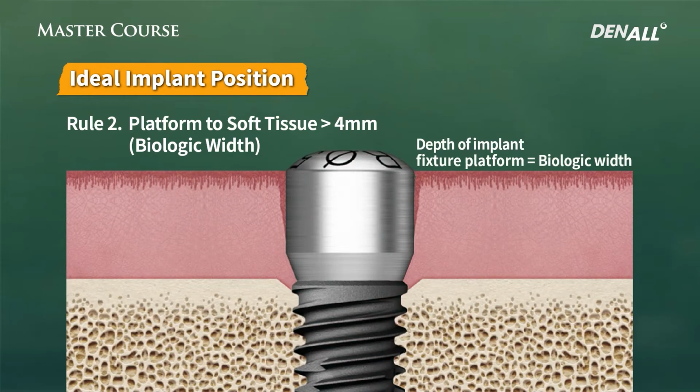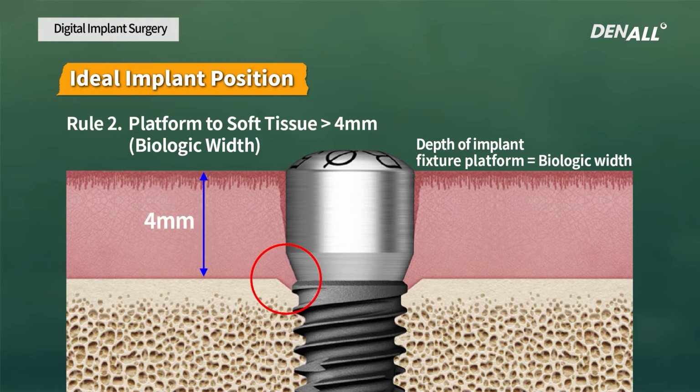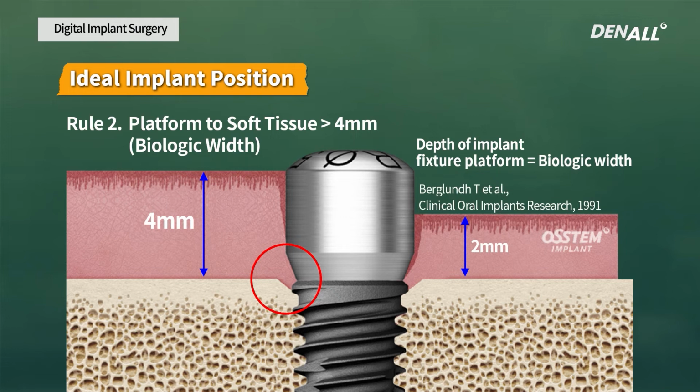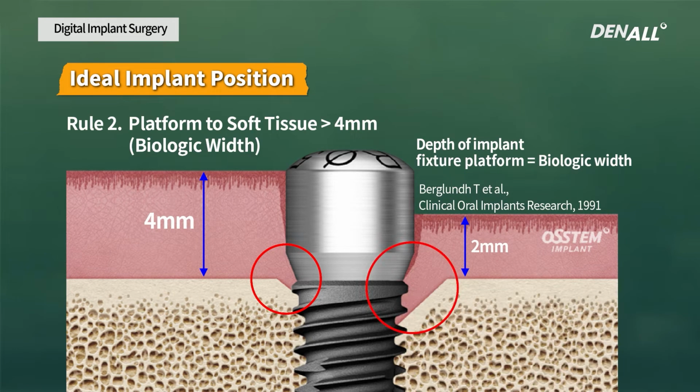According to the 1991 Berglundh experiment, still quoted a lot, the soft tissue around the implant is 4 millimeters, and when 2 millimeters of the soft tissue is cut, around the implant the bone was resorbed and the barrier of 4 millimeters is once again established.